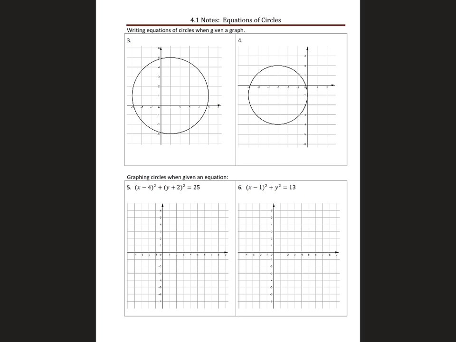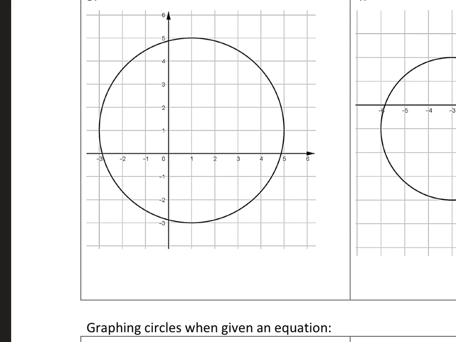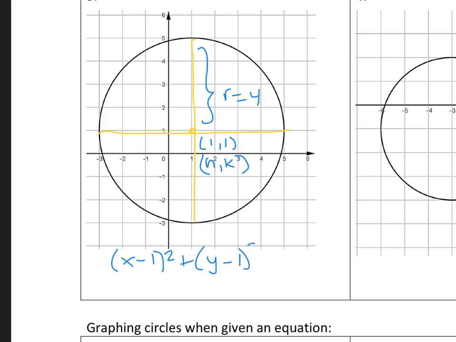Okay, a couple more examples in writing the equation from graphs, and then we're going to go in the opposite direction. We're going to take the equation and then graph the circle. So here I have a circle. I'm going to try to find its center. So the center is at 1, 1. And again, that's h, k. And I'm going to read the radius right off the graph if I can. And again, it looks like the radius is 4. So we've got x minus 1 squared plus y minus 1 squared equals 4 squared, or 16.